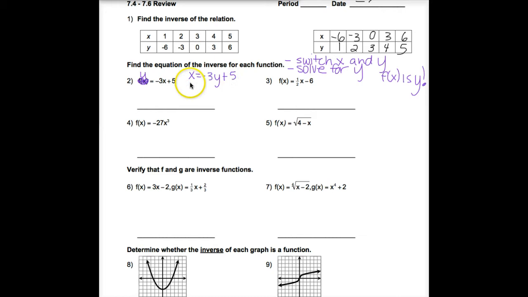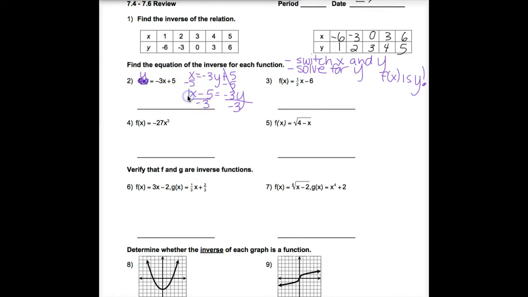So subtract the 5 first, -5, -5. These cancel. These are not like terms. So x minus 5 equals -3y, and then I need to divide both sides by -3. Now here is the problem that I see a lot of people not simplifying. Divide by -3, and you have to simplify both of those terms. You can see on the answers on the back that I did that, but that is a requirement to simplify it. Don't just leave it like this, or you're missing the last step.